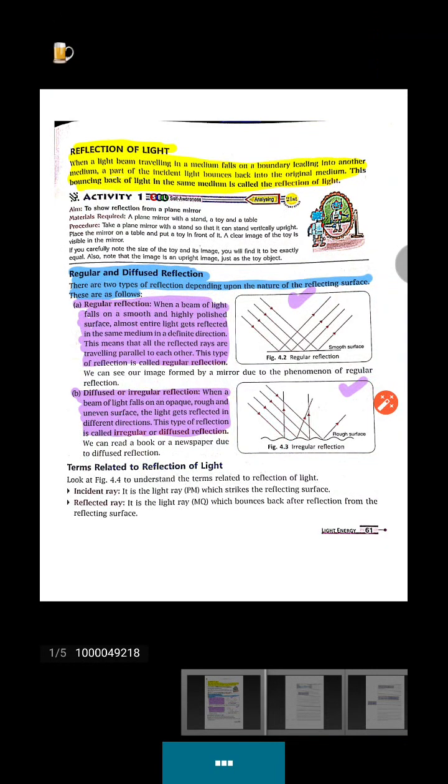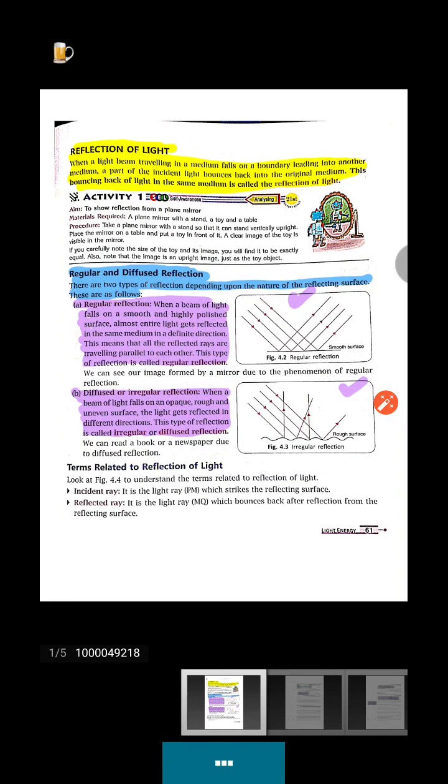Today we will be discussing the projects that you have to make during your summer vacation. For physics, there are two projects. First one is about regular and diffuse reflection, and second one is about law of conservation of energy.